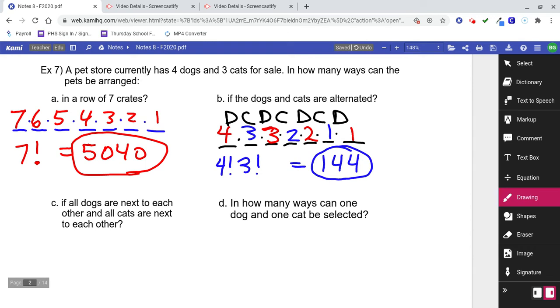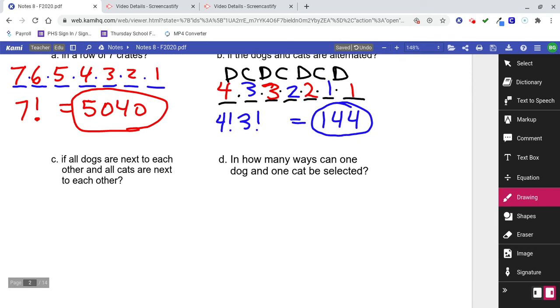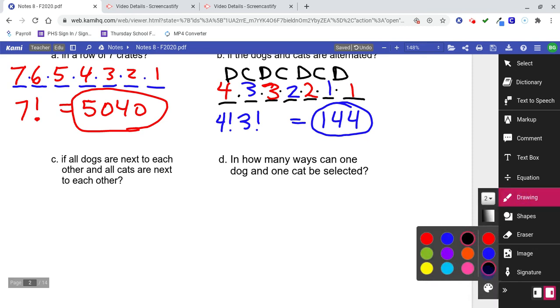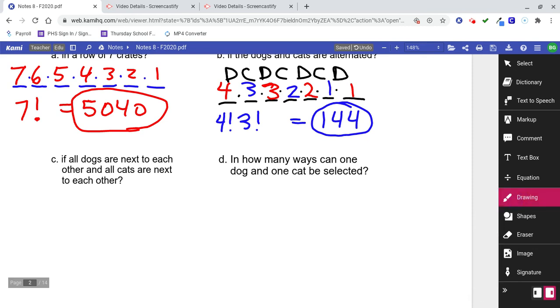Part C says, what if all dogs are next to each other and all cats are next to each other? Okay, so this one's a little bit trickier. So very similar. They're saying all the dogs are together. But here's the problem. Do you see another possibility? Maybe I put the dogs on the left, but maybe I put the cats on the left.